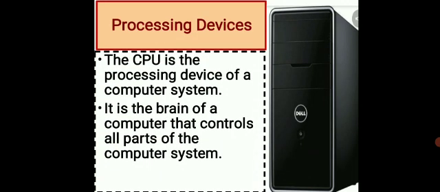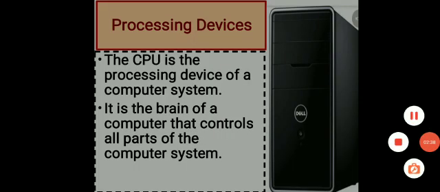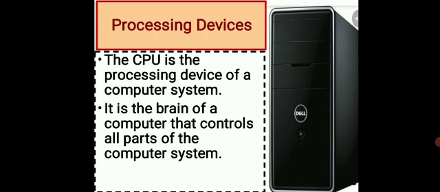Next one is processing devices. The CPU is the processing device of a computer system. It is also known as the brain of the computer. Just like human, computer also has brain, and the brain of the computer is CPU, which is known as processing device. It is the brain of a computer that controls all parts of the computer system. It does all the calculation and displays the result on the monitor. It also stores a lot of information.